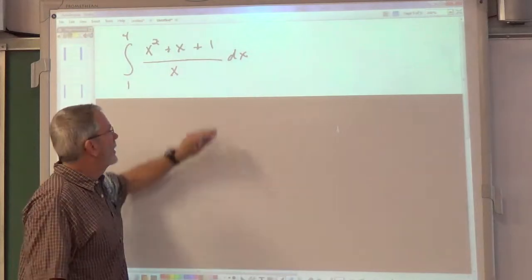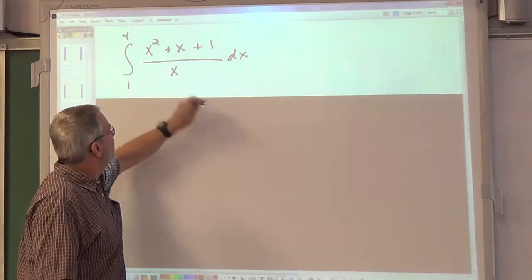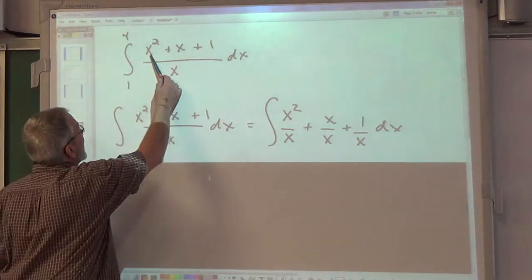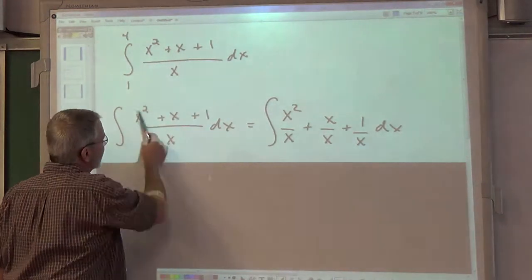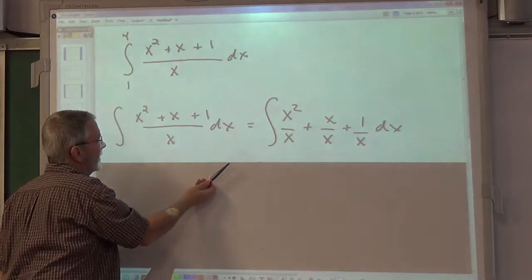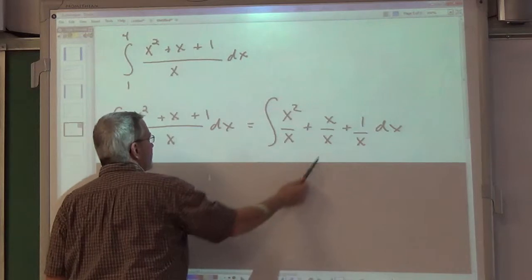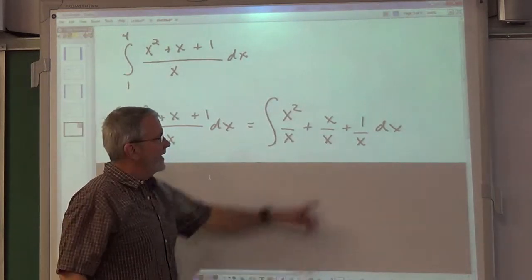That's an algebra law. But anyway, what I'm going to do first is find the general antiderivative of x squared plus x plus 1 over x. And I'm going to split that up, just like I discussed, as x squared over x plus x over x plus 1 over x. Ooh, there's that ln of x.